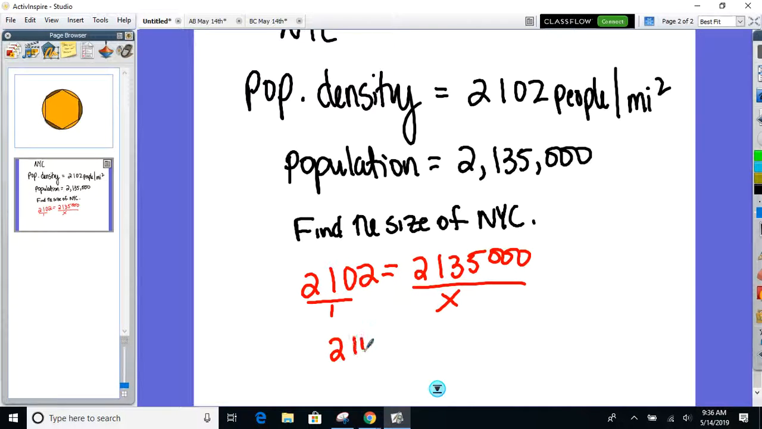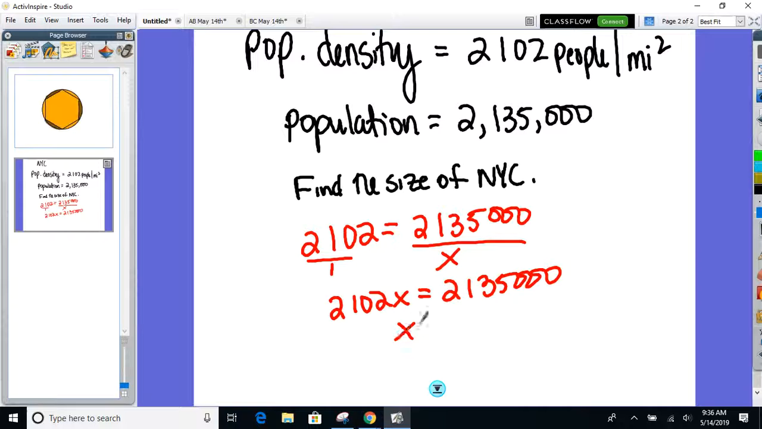So I get 2,102x equals 2,135,000. Divide both sides by 2,102. I'll go nearest tenth for me, just so we don't get crazy. So New York City, 1,015.7 square miles.